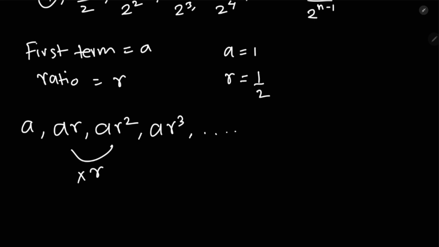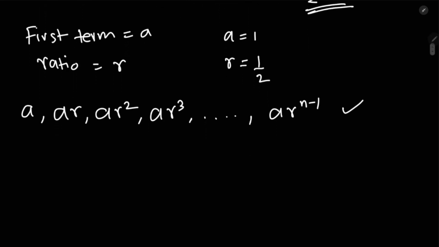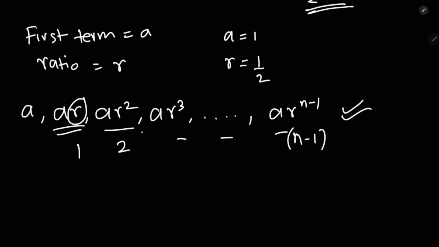Now the nth term in this sequence will be A times R power n minus 1. Again, with the same logic that I used here to justify that the nth term will be 2 power n minus 1. It is the same logic here, that to get the second term we multiply R once. For the third term we multiply twice. So for the nth term we multiply R n minus 1 times. So it will be R power n minus 1 factor here, multiplying the first term.